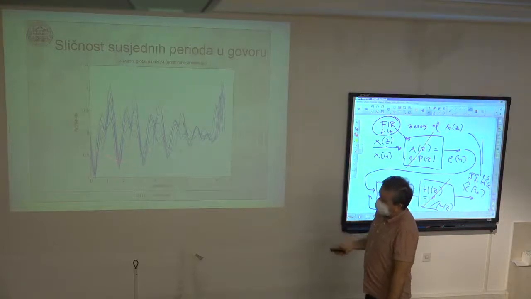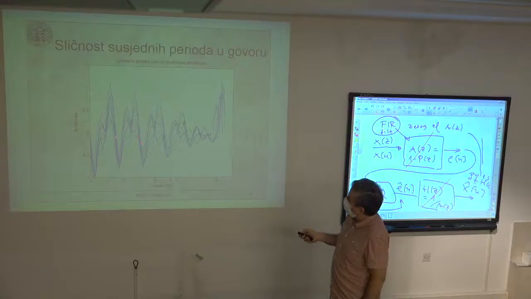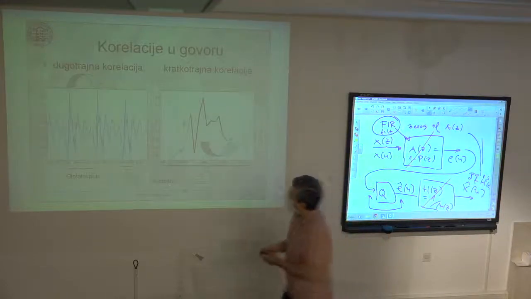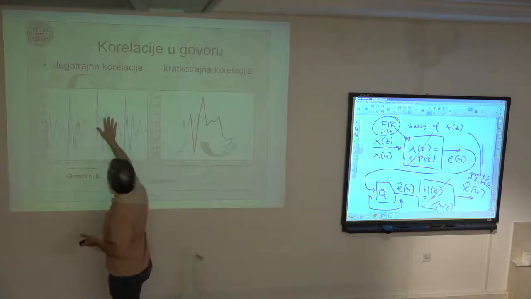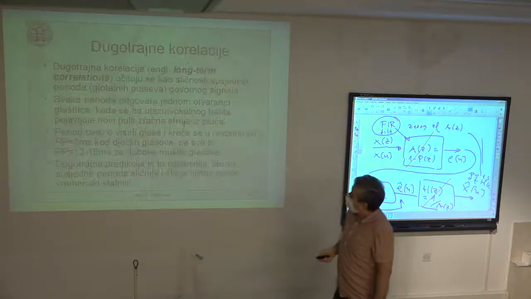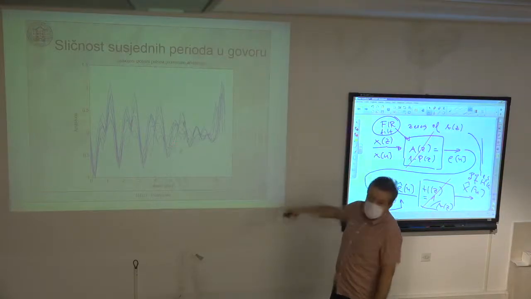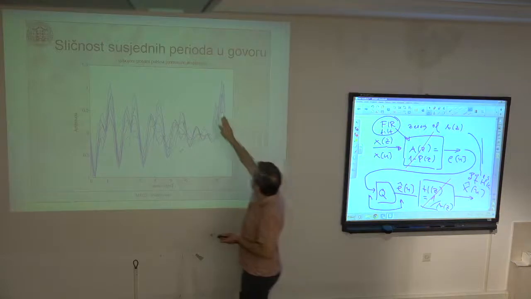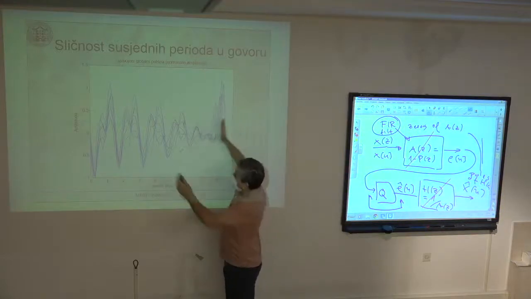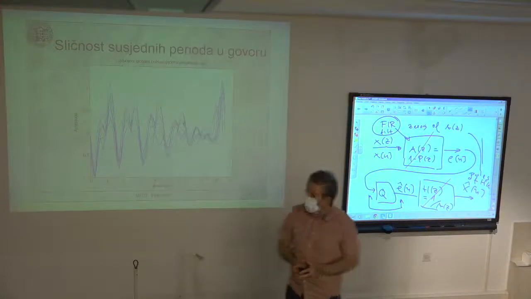This plot shows how successive periods of periodic speech are similar to each other. So if I plot them one above each other, then I see that all of these periods are more or less similar to each other, but I have certain variation in the actual value of the period. The period is not constant, but it is changing.